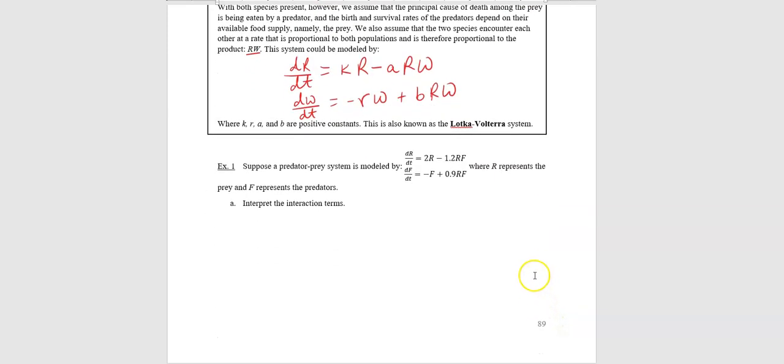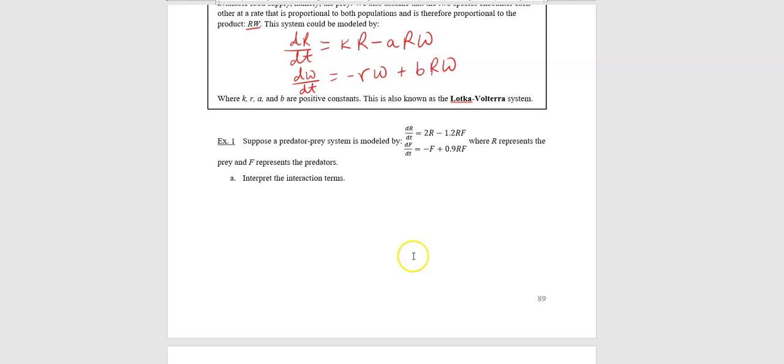Suppose a predator-prey system is modeled by this system of differential equations. This time R is the prey and F is the predators. So they'll tell you which is which when you see these problems. It says to interpret the interaction term. So first of all, let's identify what they are.